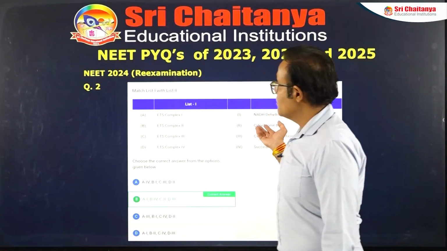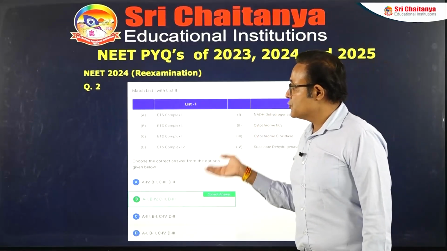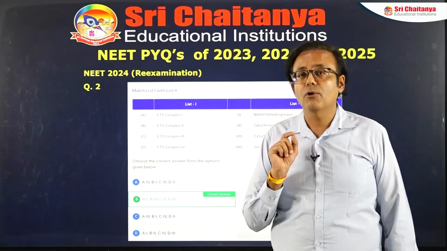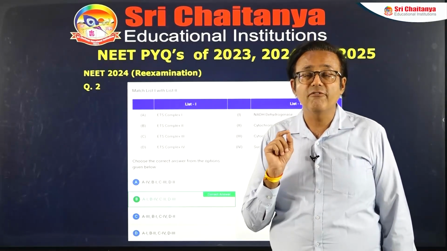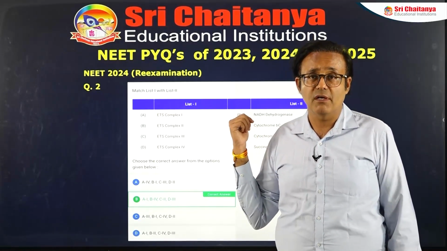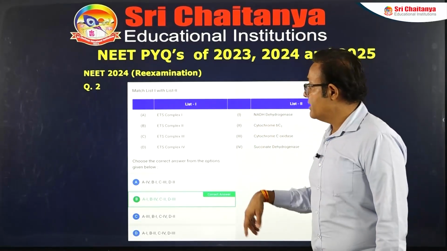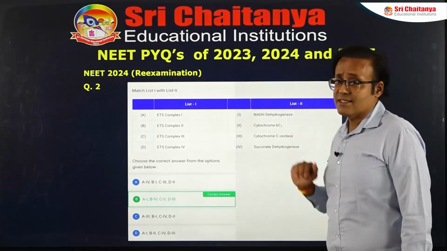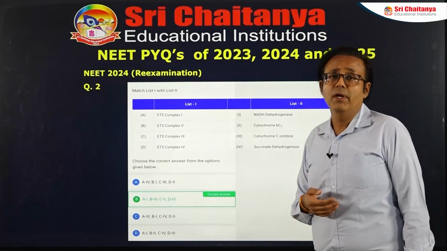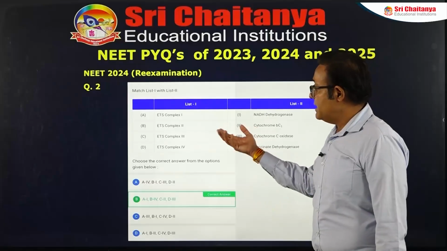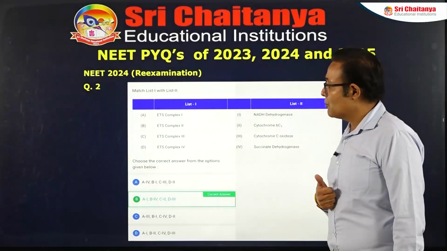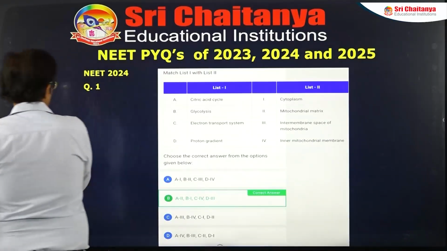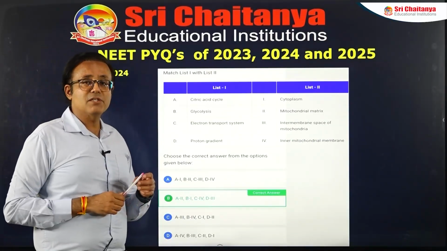Okay. Look at this question, match the column. Again, what I have told you is that this is the point you are going to focus on: the names of different complexes of ETS, again the same question in the form of match the column. ETS complex first is NADH dehydrogenase, complex second is what we call succinate dehydrogenase, or what I told you, succinate Q reductase also. ETS complex third is what we call cytochrome BC1, and the fourth is cytochrome C oxidase. Okay, so now let us see the next question, again match the column.